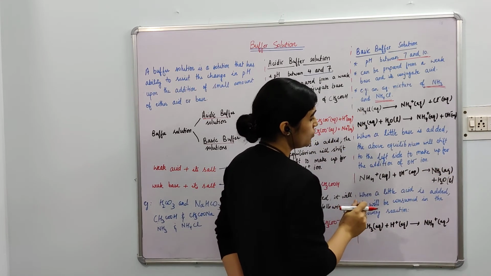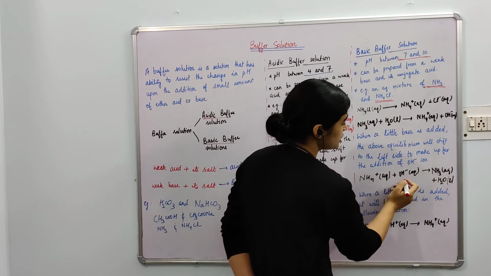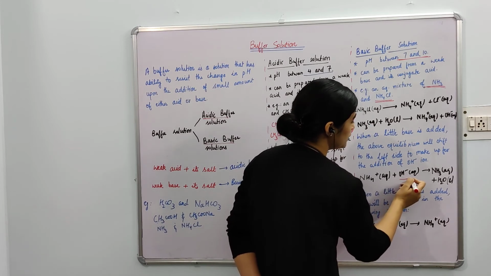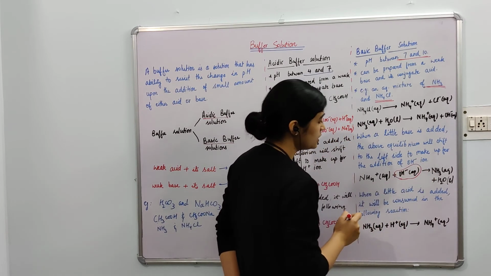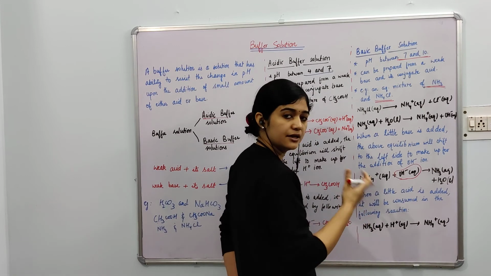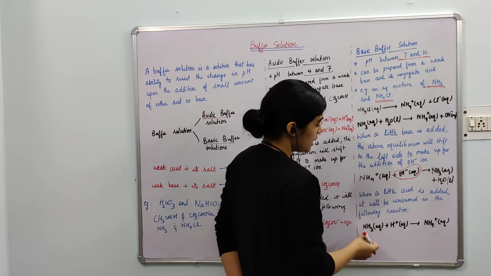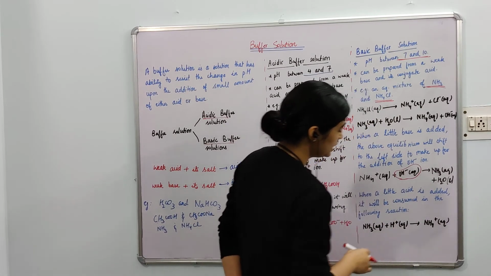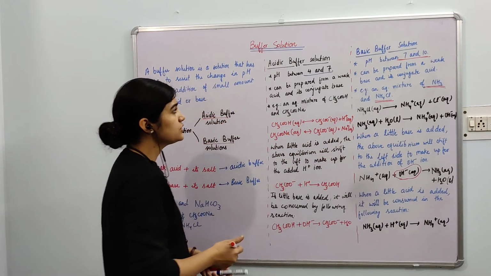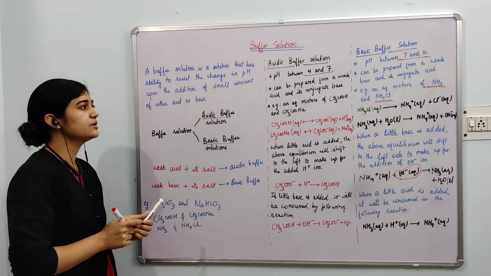So what is happening? The OH negative, the base you added to the solution, will be consumed and there will be no change in the pH of the solution. And similarly, this we have already discussed. So this way your acidic and basic buffer solutions work.